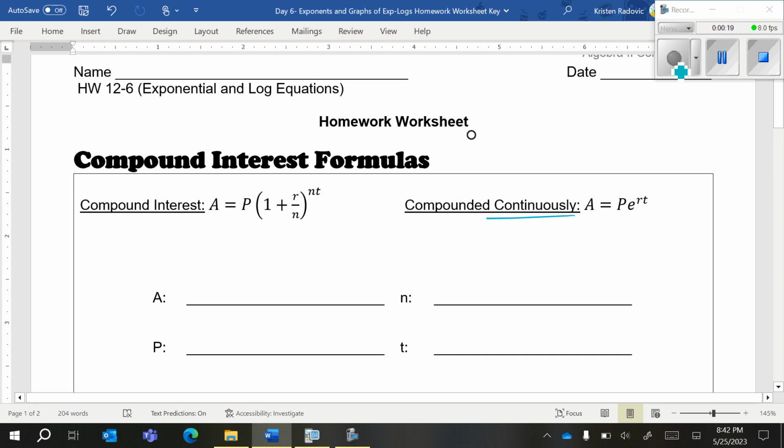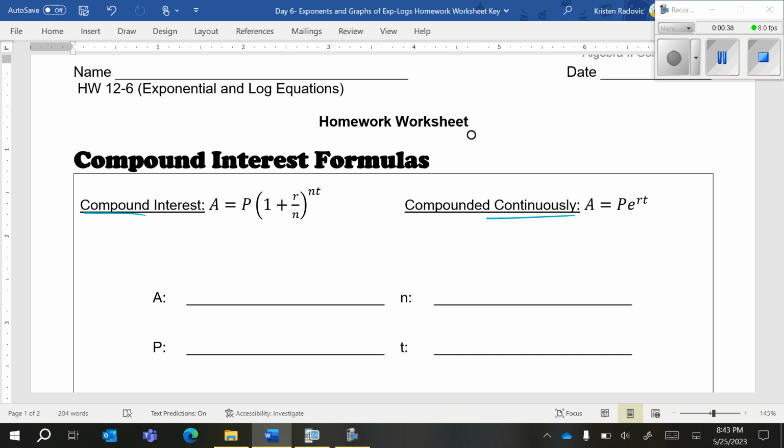But if you see compounded and not the word continuously, then you're going to use the formula on your left. So, for example, you might see compounded monthly or compounded weekly. That's the left formula. But if it says compounded continuously, that would be the right formula.